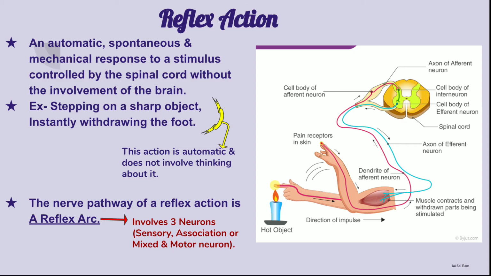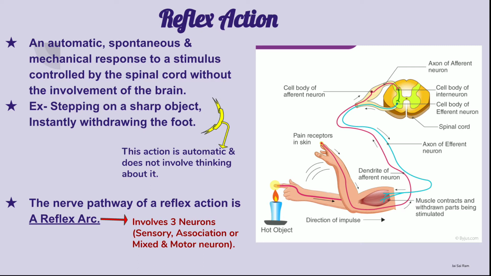Next we come to the reflex action. The main function of the spinal cord is the reflex action. It is automatic, spontaneous. What is a reflex action? It's an automatic, spontaneous and mechanical response to a stimulus controlled by the spinal cord without the involvement of the brain. Here, the brain is not involved in this reflex action. It's an automatic and spontaneous, mechanical response to the stimulus which is controlled by the spinal cord.